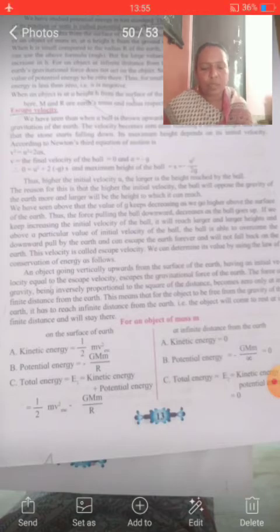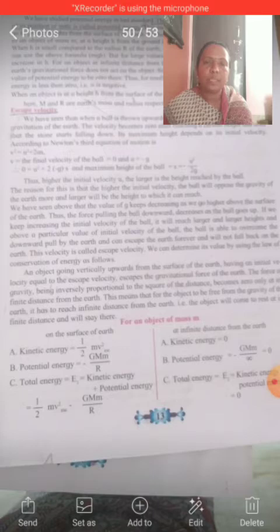This means that for the object to be free from the gravity of the earth, it has to reach infinite distance from the earth, and the object will come to rest at the infinite distance and will stay there. That means when an object obtains the escape velocity, it can escape the gravitational force area and go to infinite distance and stay there. It never falls again on the earth.